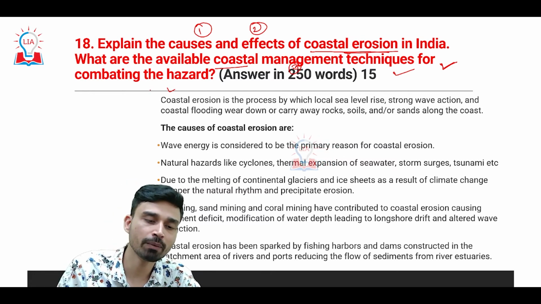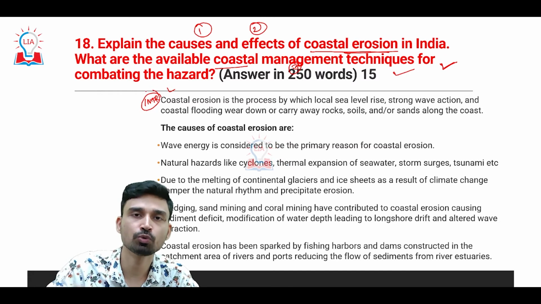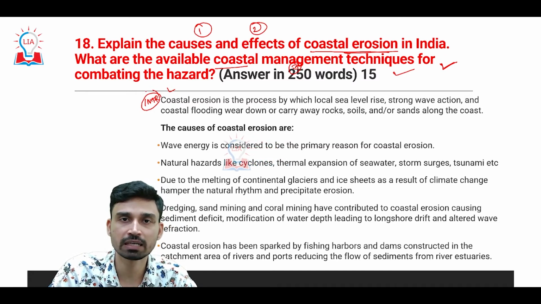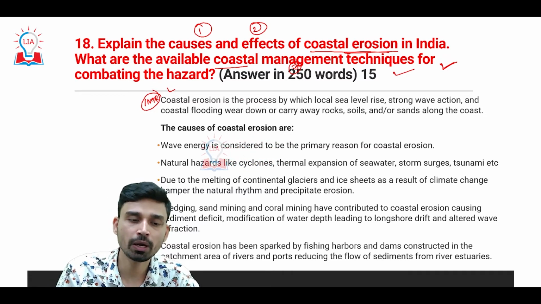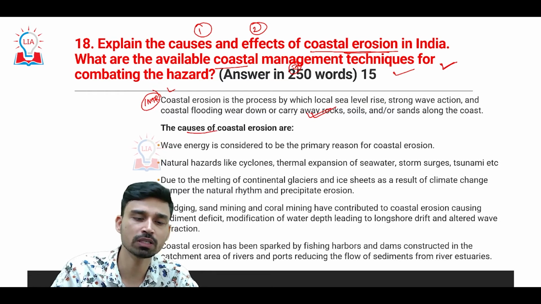Now, a standard way of approaching this question is, again, you can draw a map of India, so that it shows India has such a huge coastline, and that is why coastal erosion is something that we should be concerned about. Once you have drawn the map, you can define what you understand by the term coastal erosion, and then you can talk about the major causes of coastal erosion.